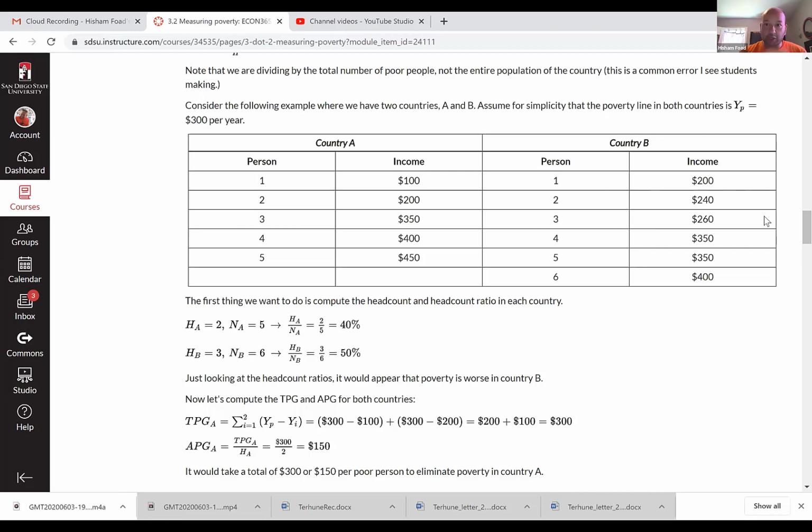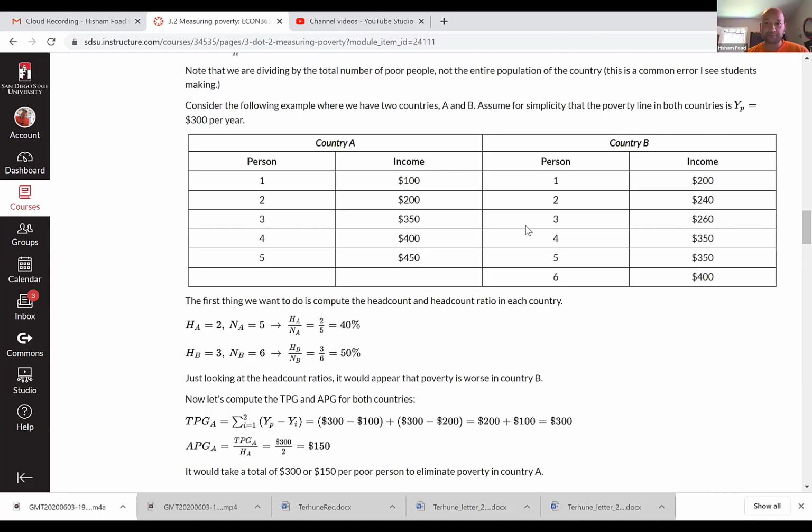So it's interesting. If we compare country A and country B, the headcount ratio in country B is 50%. The headcount ratio in country A, remember there are only 2 poor people out of 5 total, is only 40%. So if we just looked at the headcount ratio, we'd say, oh, poverty is worse in country B, 50% versus 40%. But we need to actually compute the total poverty gap to make a qualified assessment.